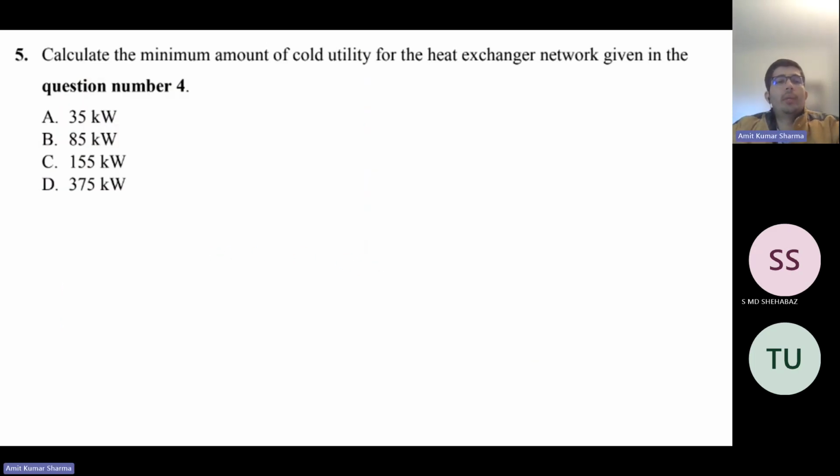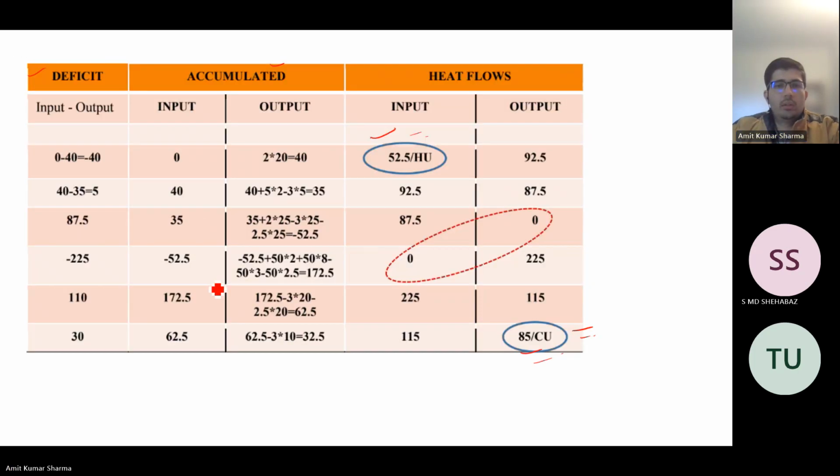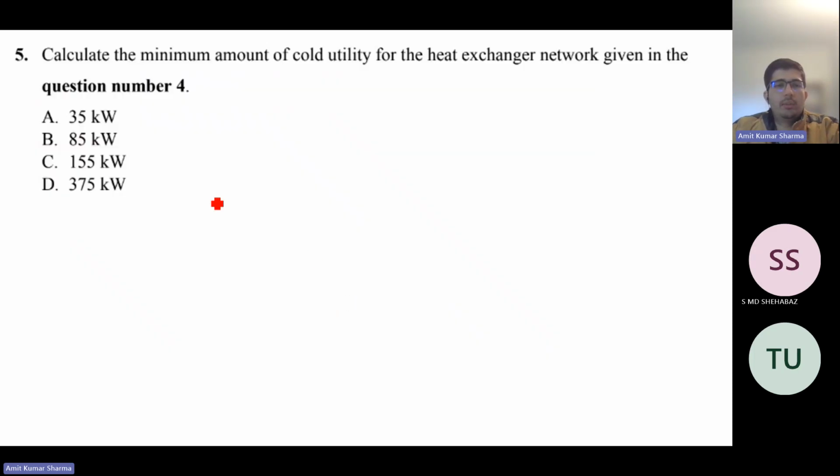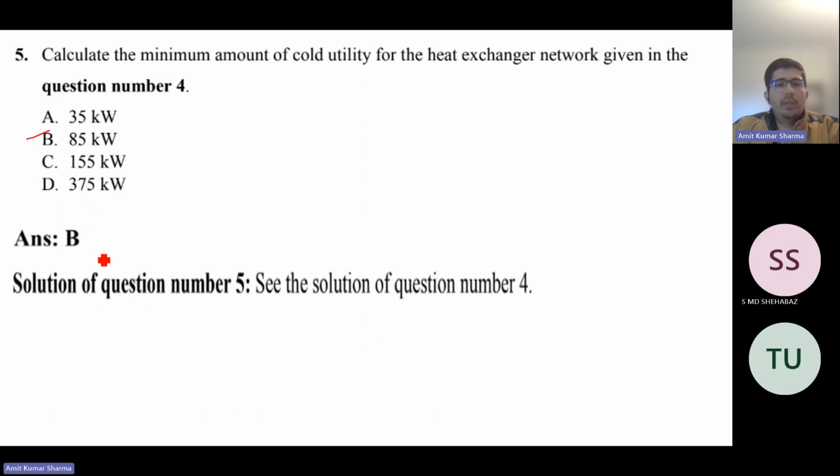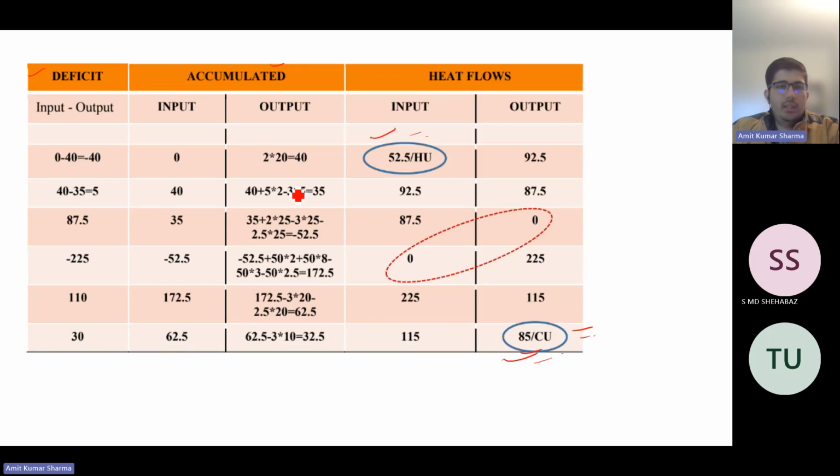Now calculate the minimum amount of cold utility for the heat exchanger network given in question number 4. Like the previous question, we have calculated that 85 will be the answer. It will be 85, answer is B. The solution of question 5 is the solution of question number 4, so we can see the previous solution. In this we have seen both hot and cold utilities.